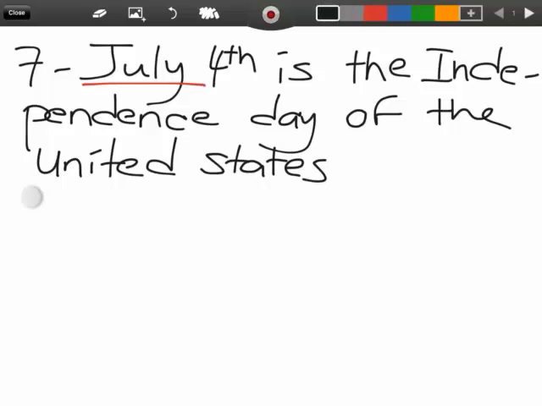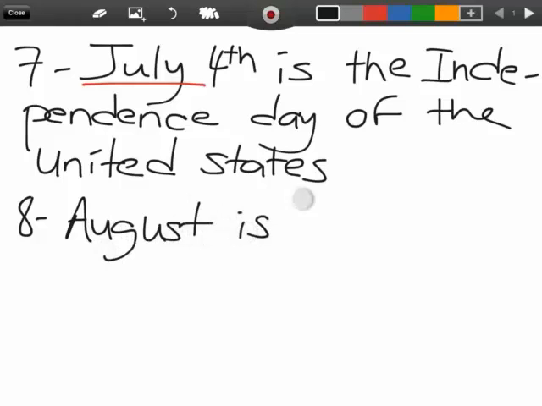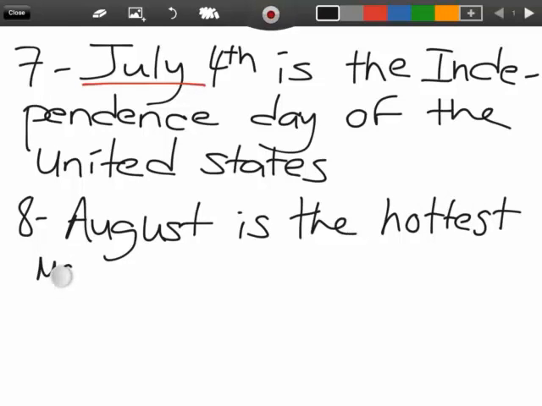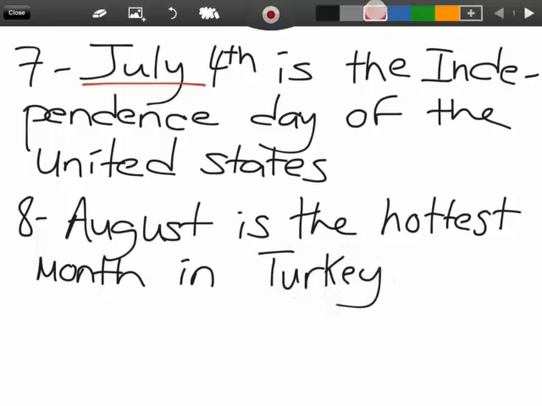Moving on to my 8th month, which is August. I'm going to go ahead and underline August for you and read that sentence for you. August is the hottest month in Turkey.